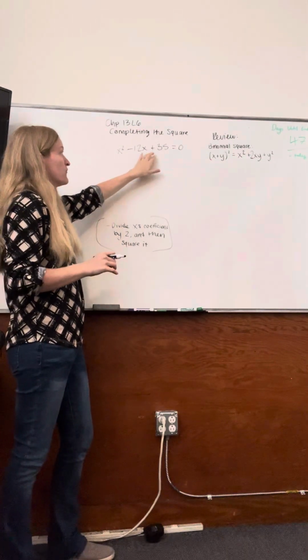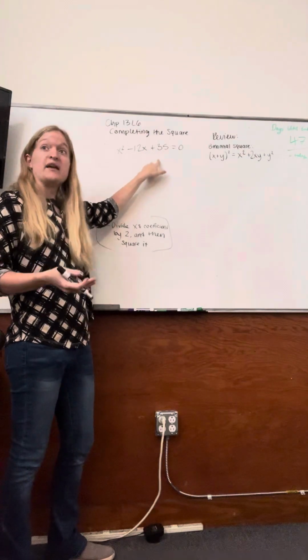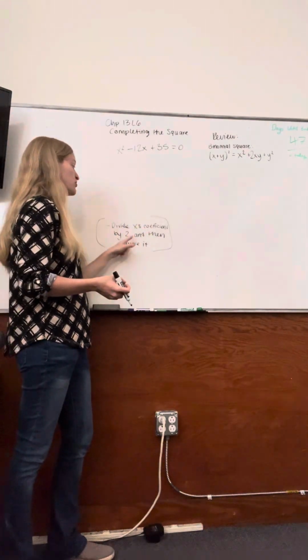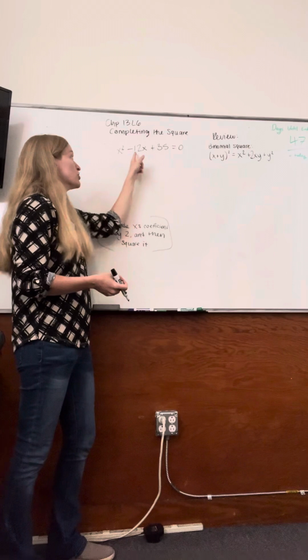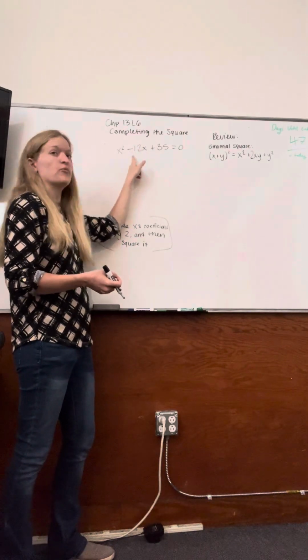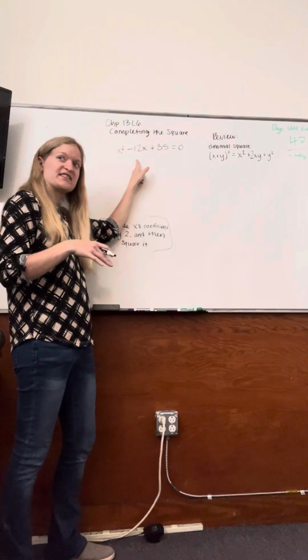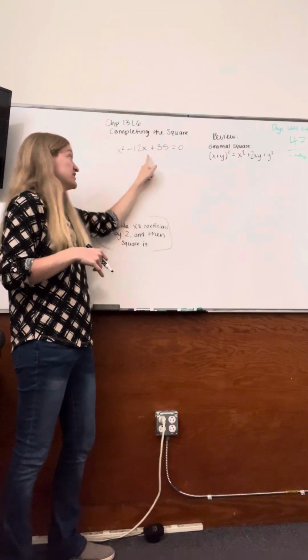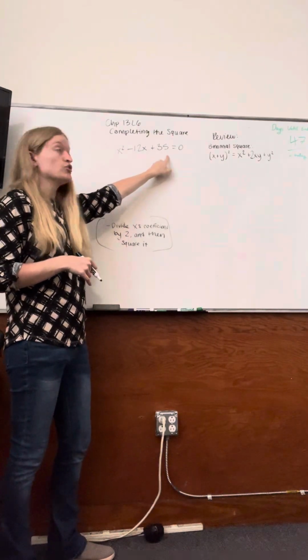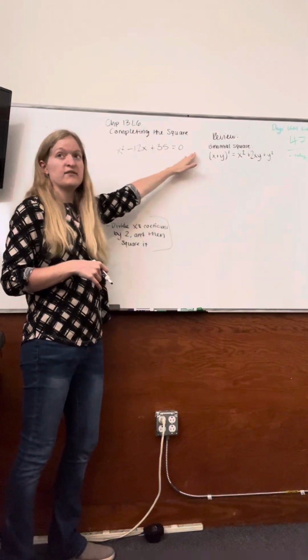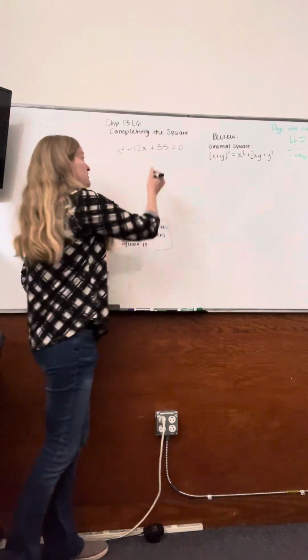So, first of all, what is the third term that would make this a perfect square? Let's check. Divide the coefficient by 2 and then square it. So, divide negative 12 by 2, which is negative 6, and then negative 6 times negative 6 is positive 36. So, this is not the right number. We need to get rid of the 35 by subtracting it across.